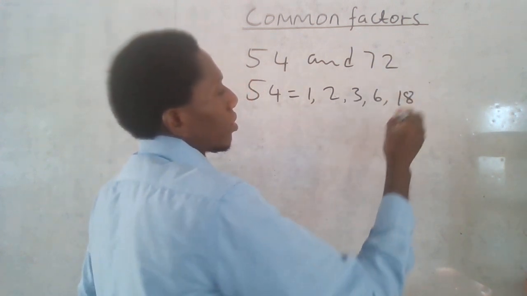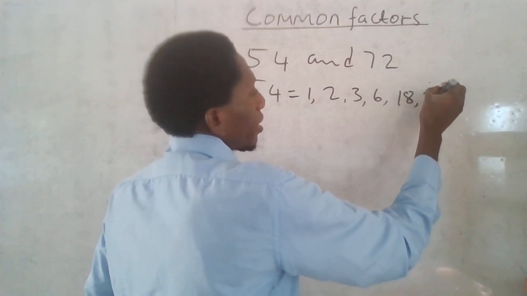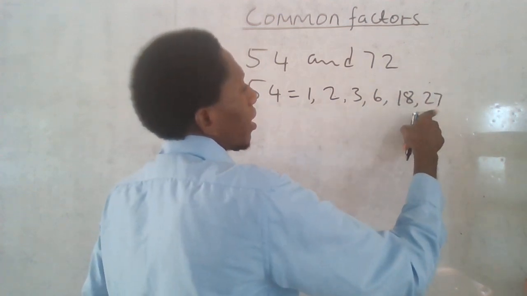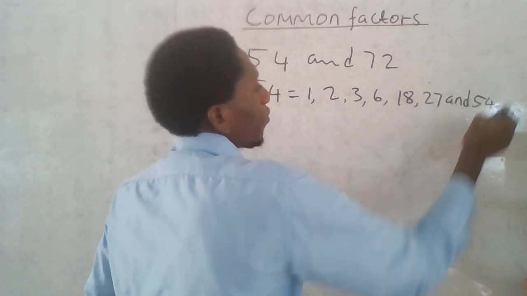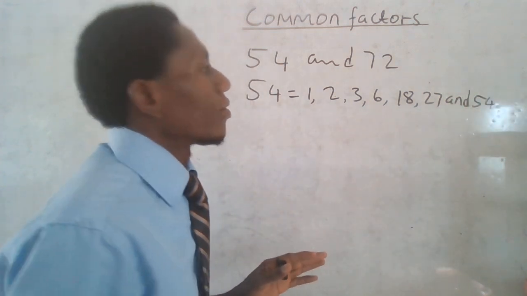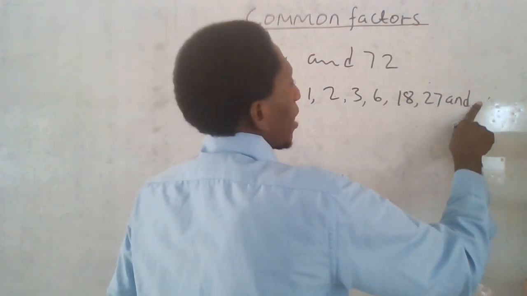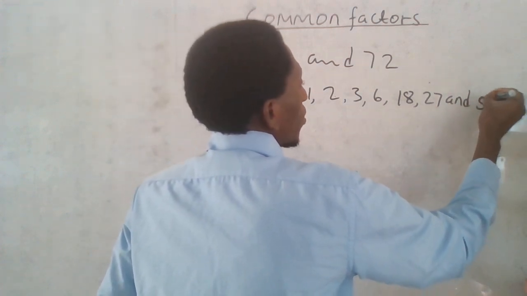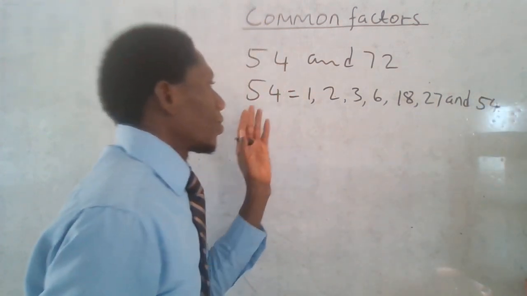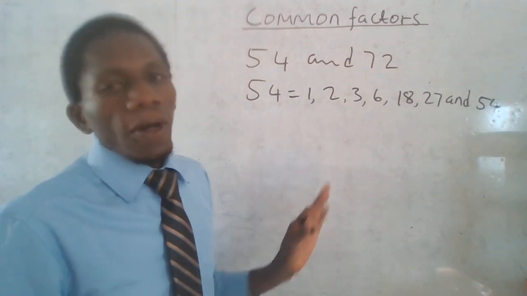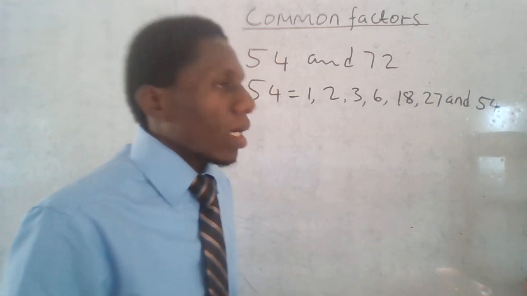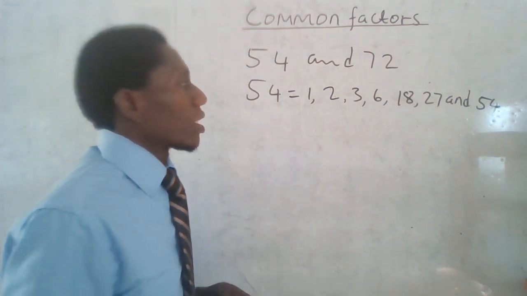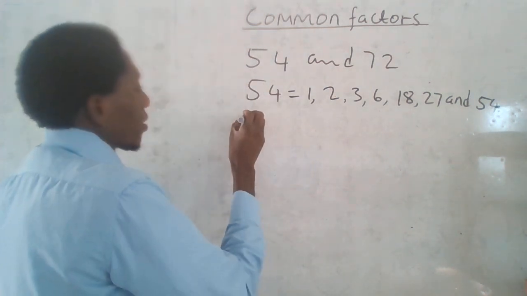18, we have 27, and of course 54 by itself. Okay, after 27 except 54 by itself. 54 divided by 54 will give us 1. So 54 is also a factor of itself. Now let's look at 72.